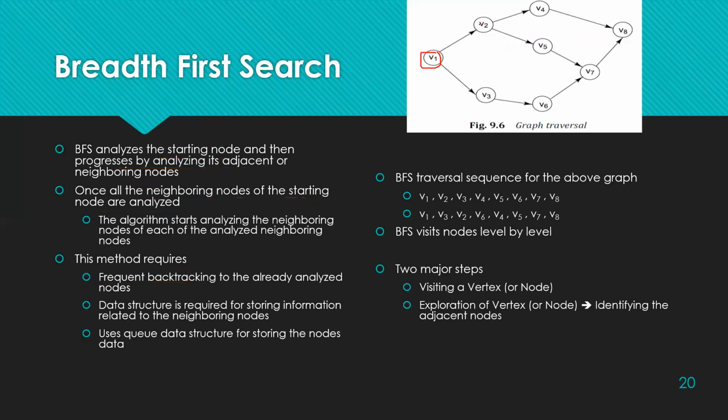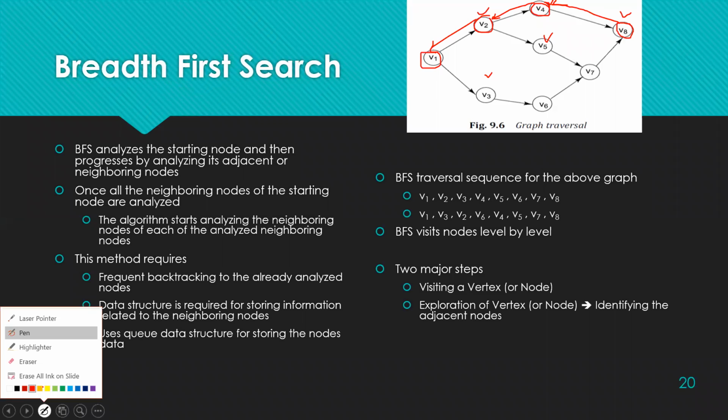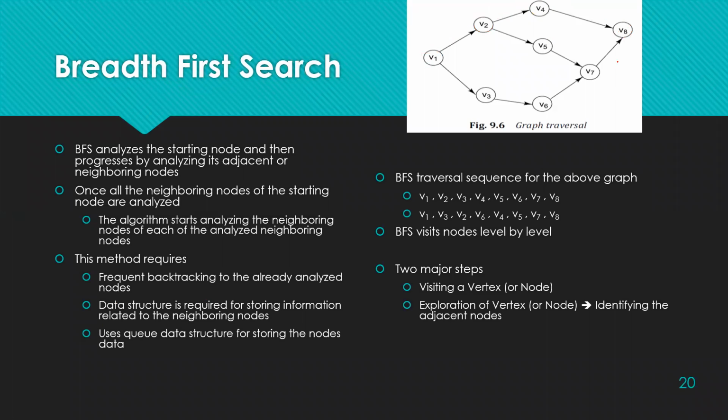So I analyzed V1, and V2 and V3 were there. I analyzed V2, and V4 and V5 were there. Then I analyzed V4, and V8 is there. Then I analyzed V8, and nothing is available as a neighbor over here. So now I went back, again I went back, again I went back. I have to keep the backtracking available in order to implement BFS. That is one thing you have to look out for when implementing BFS.